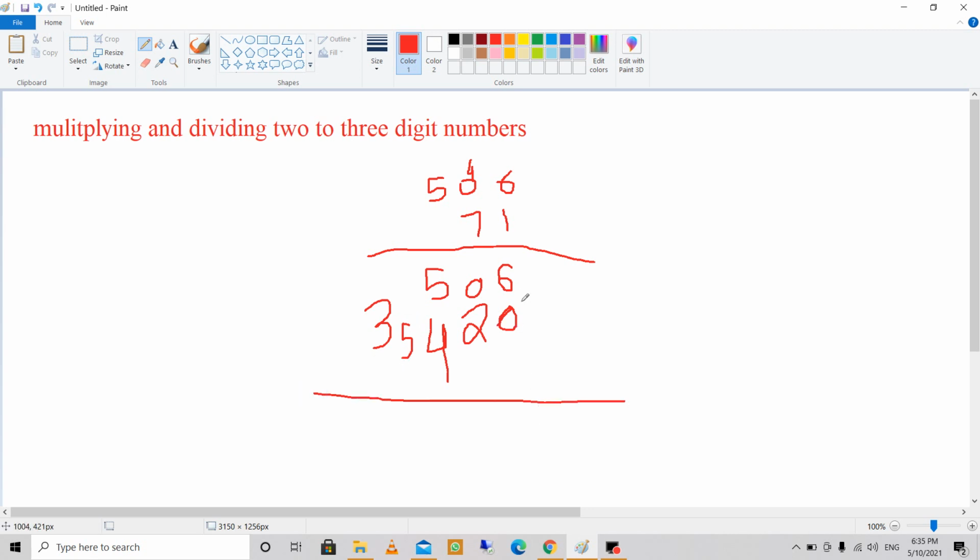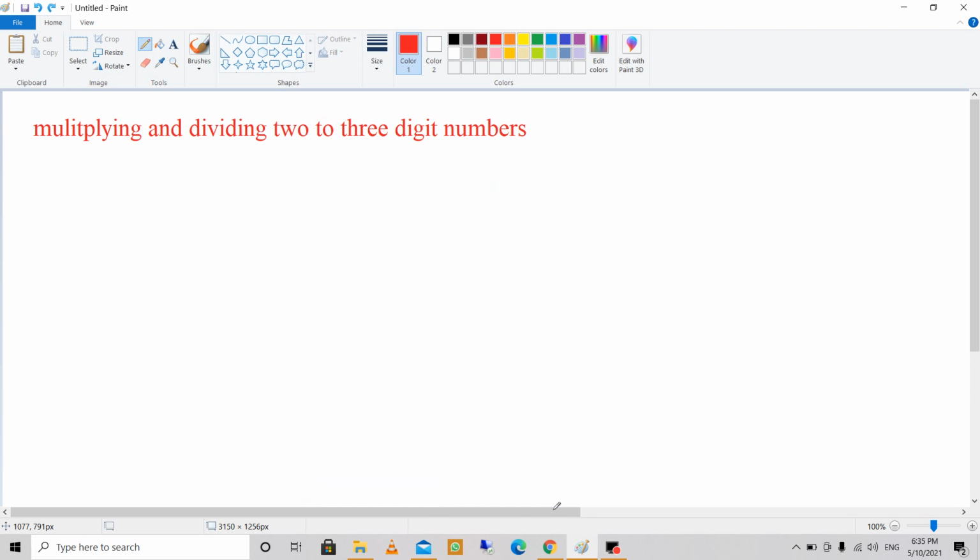So for the answer, 6 plus 0 is equal to 6, 2 plus 0 is equal to 2, 5 plus 4 is equal to 9, and 35 will be carried as it is. So the answer will be 35,926.